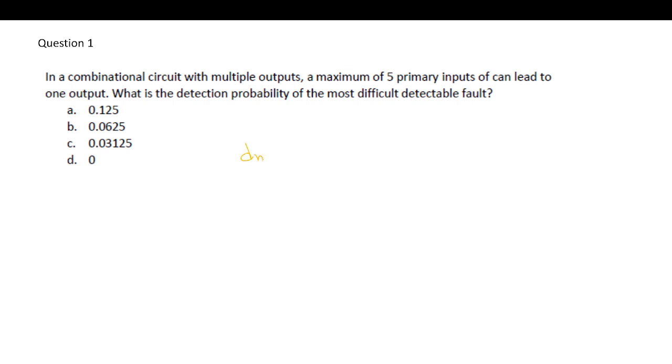So we have already seen the d-min, which is the detection probability of the most difficult fault, which is greater than or equal to 0.5 to the power n max. And it's given that n max is equal to 5. So the d-min is greater than or equal to 0.5 to the power 5, which is 0.03125. So the correct answer is option C.